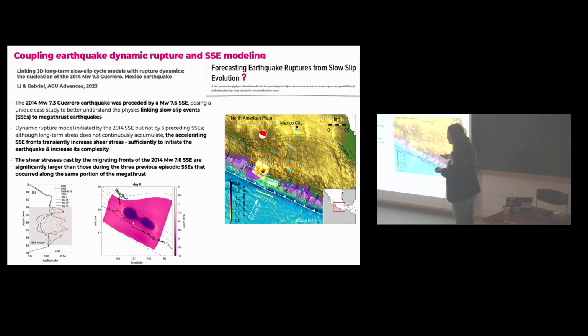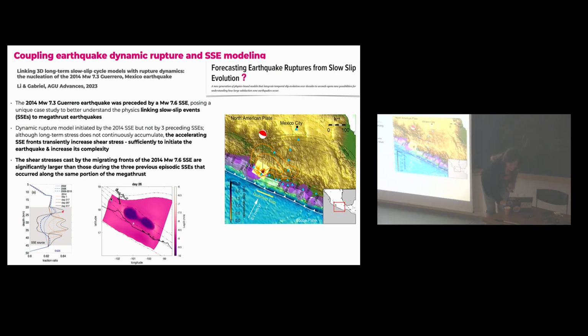So we were interested in the 2014, sorry if you were the editor, but we were interested in the 7.3 Guerrero earthquake that was in Mexico, that was preceded by a slow slip event. And that's really a unique case study to better understand the physics linking slow slip events to megathrust earthquakes. So we built up a dynamic rupture model that's matching the observations we have available. And then we tried to see, is any of the preceding slow slip events able to trigger dynamically or activate or initiate that earthquake? I wanted to play this movie.